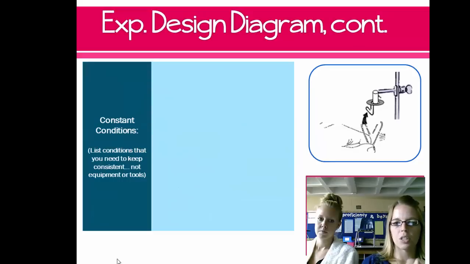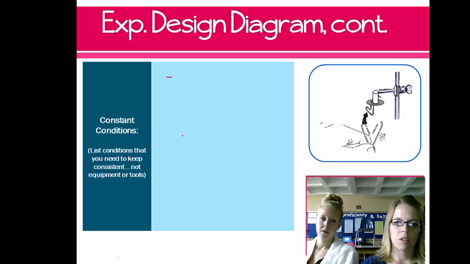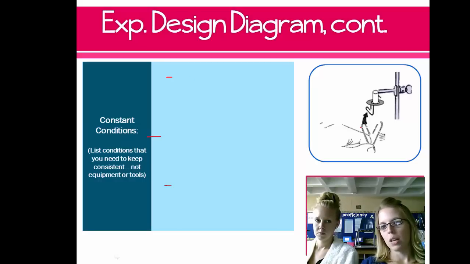Okay, constant conditions. I have a picture here of what you are doing, just to remind you. You will need to list 5 constant conditions. We'll give you 3. 1, 2, 3. But you need 5 on your sheet. We're being nice. Since we are hooking paper clips here, we need to be consistent with the size of the paper clips. Yep.